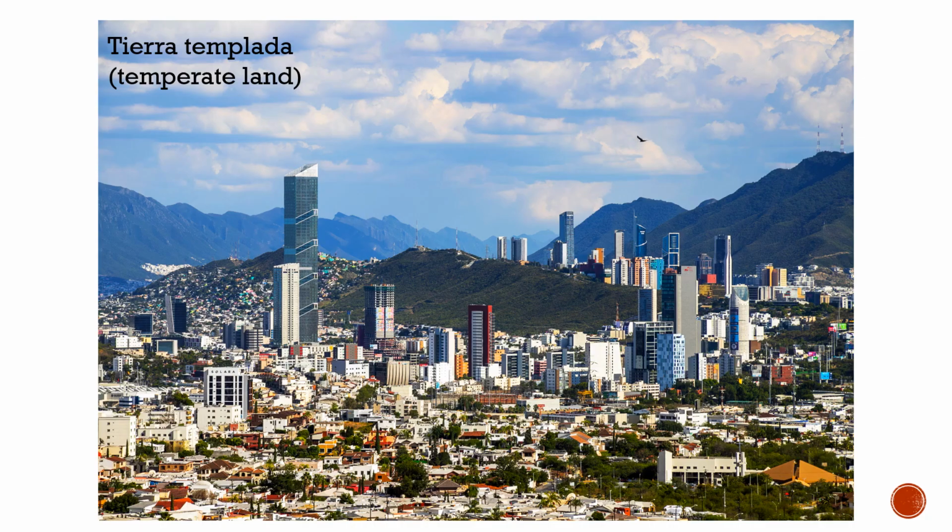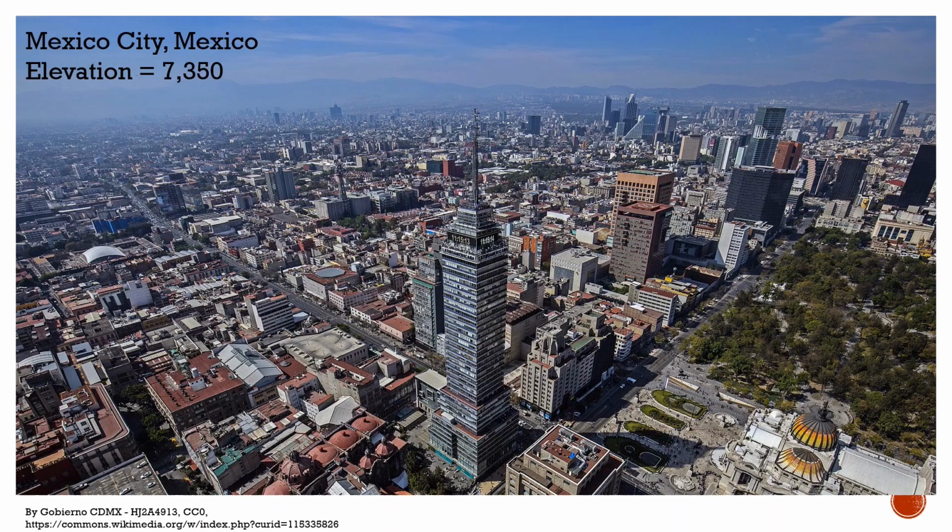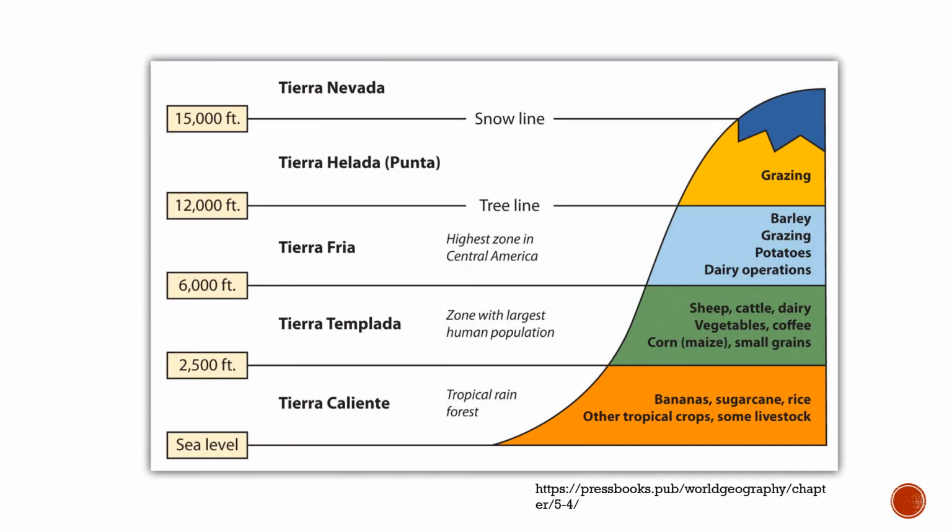Then the Templada. This is more that temperate land. This is where we're going to see a lot of people. Most of the cities and most of the people are going to live in this zone. We see some elevation, we see some mountains, but that can provide resources and agriculture to support those people, and it's not quite as hot as right along the coast. Mexico City, for example, is part of this Templada, which is the largest city in this region, but its elevation is about 7,000 feet.